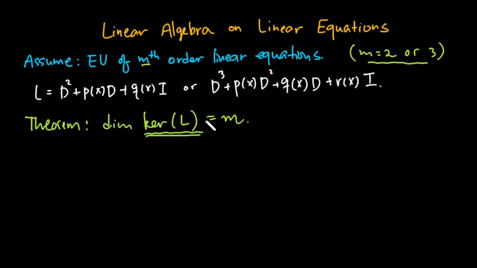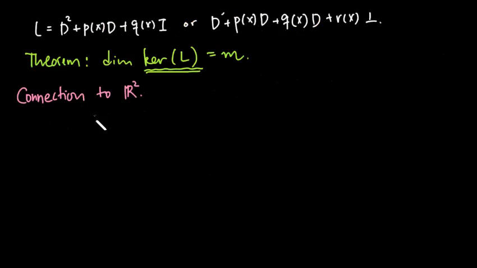Let me give you a second interpretation of this statement, looking at a more linear algebraic structure. It's a connection to the column vector space of dimension 2. For example, the case we're looking at is m equals 2. It's easier to draw, but you can think about R3 if m equals 3.